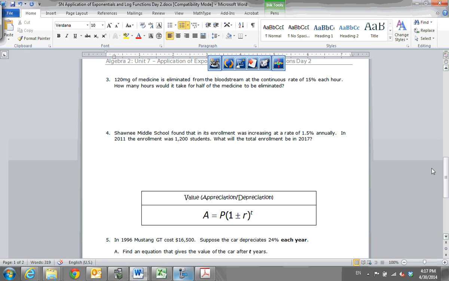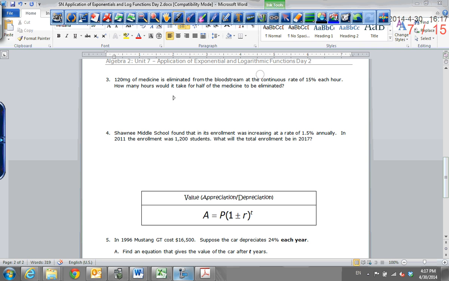3 and 4 are the same way. Number 3 says we want to figure out how long it takes for it to get to half. So we end up with 60. We start with 120. It says continuous rate, so e to the 0.15, but it says it's decreasing, so we've got to use a negative and then t.